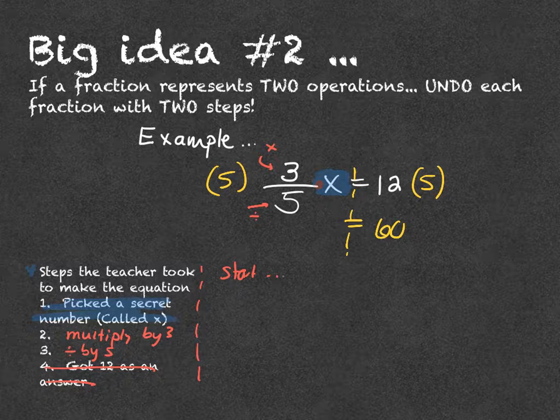Now, on the left side, if it's unclear what I'm supposed to do, the whole reason I multiplied by 5 was to undo the division of 5, so they should undo each other. So I'm left with 3x is equal to 60.